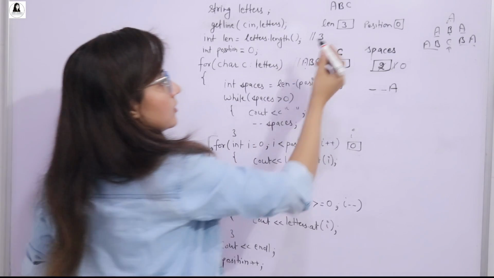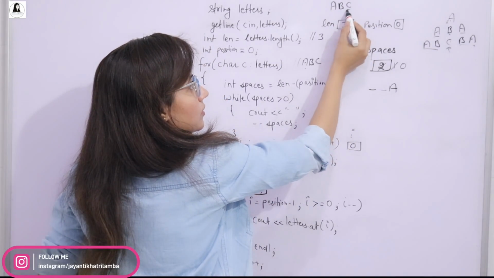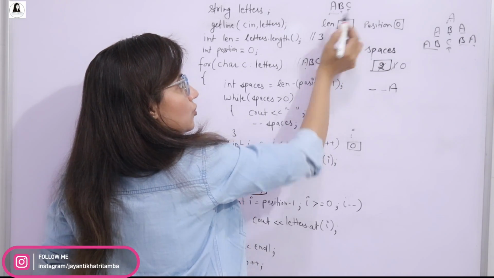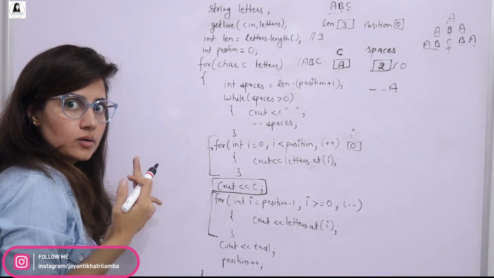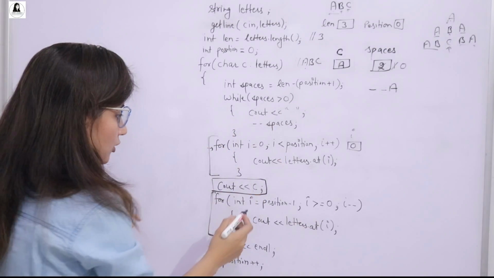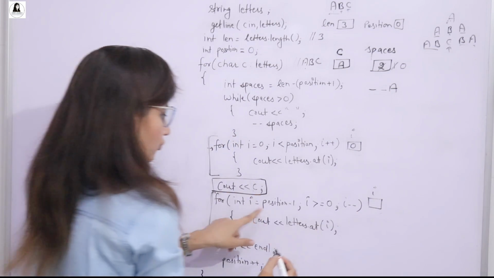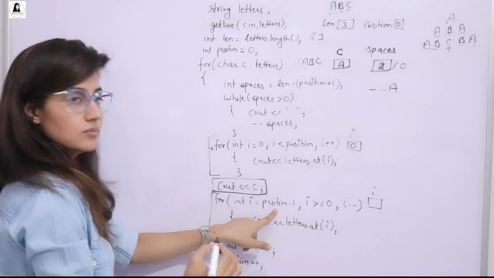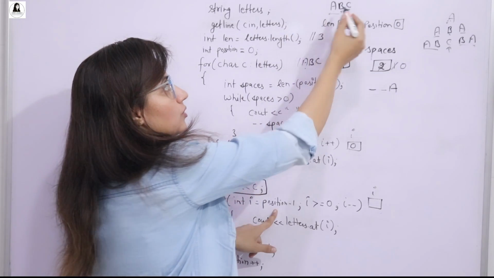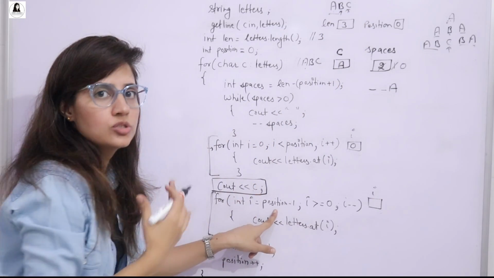So reverse order means, suppose the current character is C, so BA, from here we are going to start, and till 0 we will move backward. So the loop would be something like minus minus, not plus plus. Here we have I, a variable which is position minus 1, because the actual character is at position. So suppose position is C, from position minus 1 we are going to start printing.